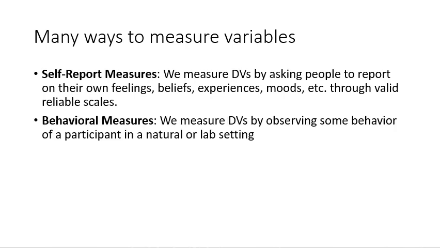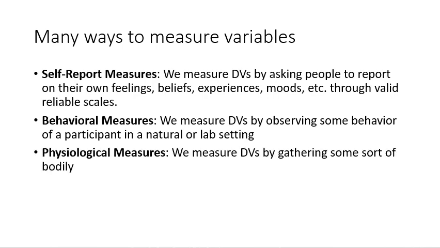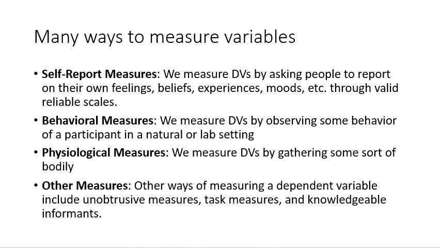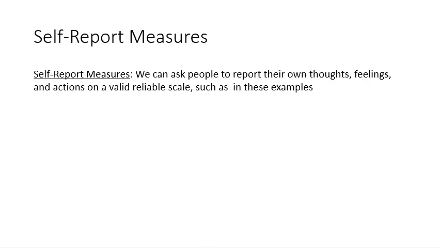We have behavioral measures. We observe behaviors of a participant in a natural or a lab setting. We have physiological measures, measuring dependent variables by gathering some sort of bodily information. We'll look at a few examples shortly, like cortisol levels or heart rate variability. And there are other measures that we'll talk about, including unobtrusive measures, task or proxy measures, and knowledgeable informants. So let's take a look at these self-report measures that we all know so much about.